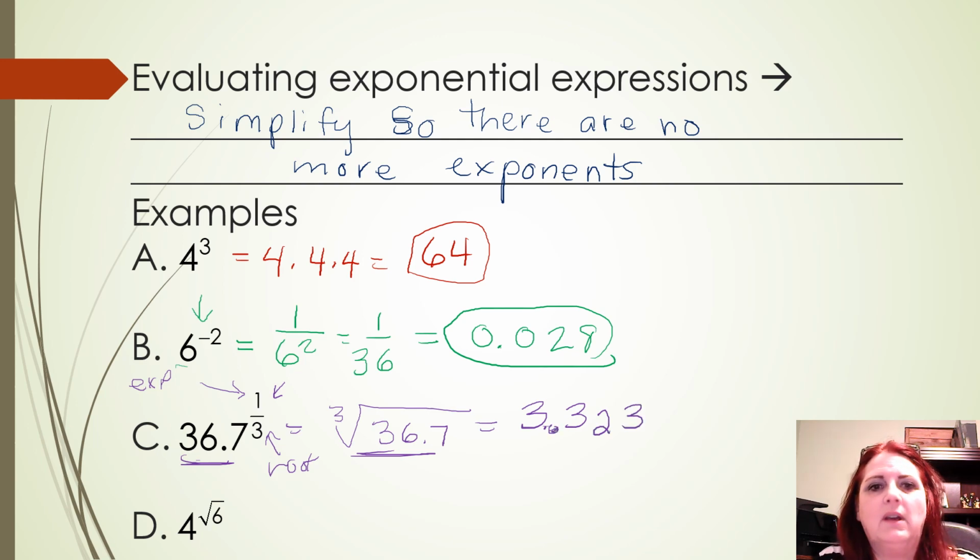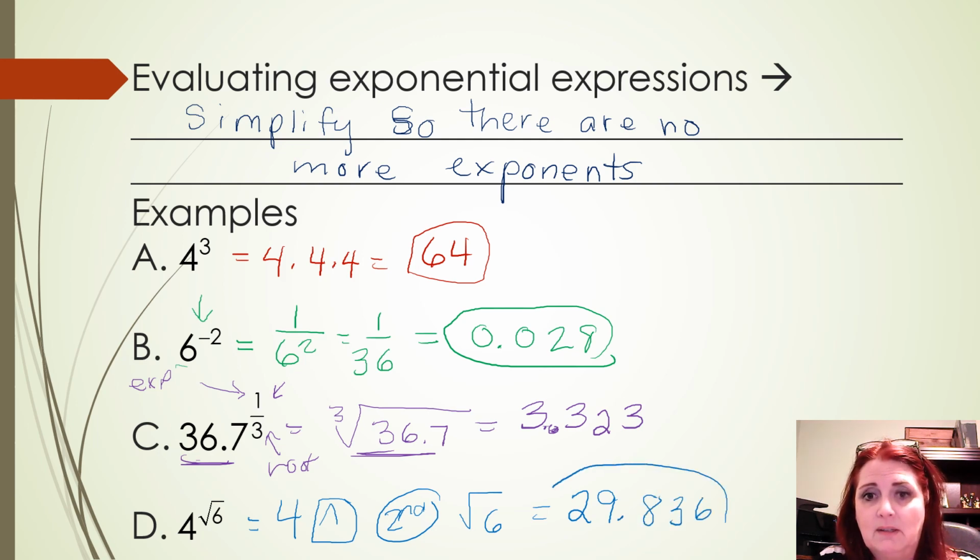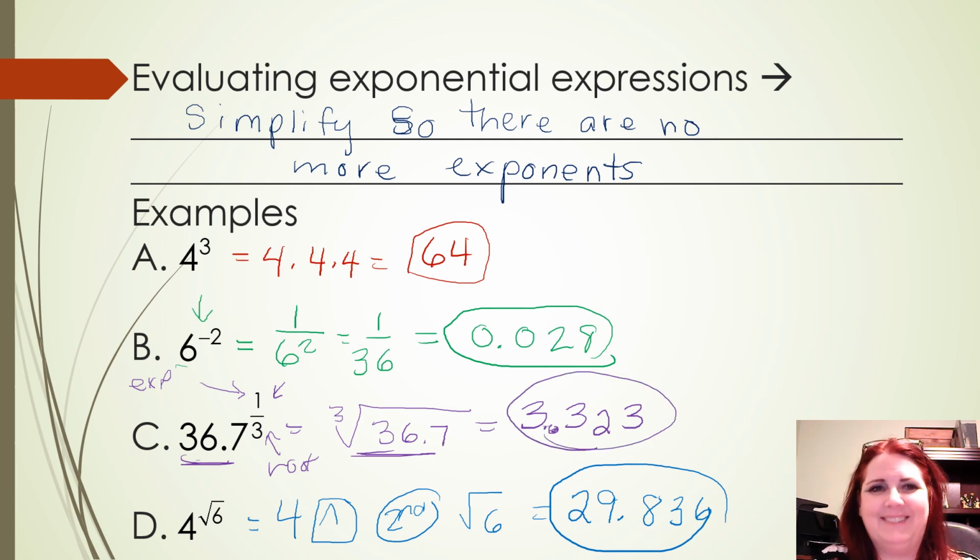All right, and then we've got this really strange one here. We've got 4 raised to the square root of 6. I'm just going to put that into my calculator just as it is. So we'll type in the 4 and the caret, and we'll use that second key so that we can get to that square root, and then we'll put in our 6 and hit enter. And we should get something like this, 29.836. I forgot to circle that one. Ooh, there we go.